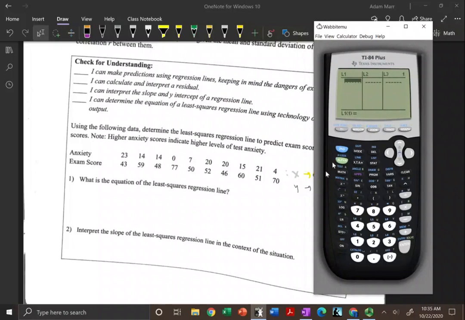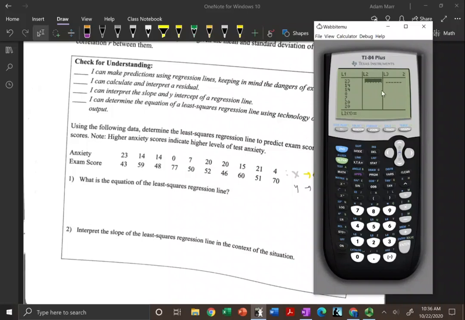All right, so we have anxiety, that is my X, and that's going to be my L1 right here. So let's do it. First we have 23, 14, 14, 0, 7, 20, 20 again, 15, 21, and 4. Make sure, it's easy to make errors on this virtual calculator, but I think it's okay. Yeah, it looks good.